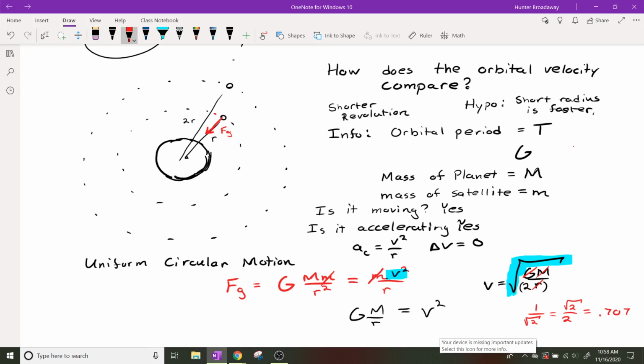Okay? So the shorter radius is going to be faster, but it's not like twice as fast or 4 times as fast. Anything that wasn't 0.707 was wrong. If you tried to pick a number like 2 times, 4 times, 9 times, 14 times, all of those are not correct. So if it's twice as far away, it will get 0.707 times the speed. It'll be 30% slower, or 70% speed. Does that make sense?